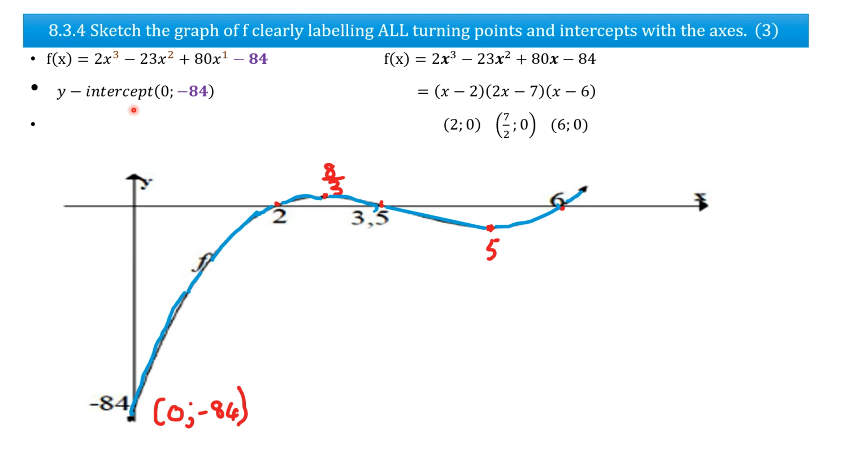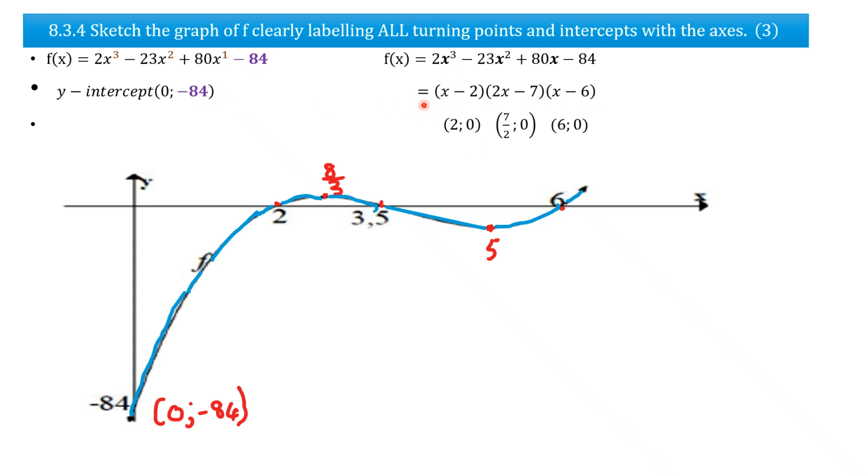Right, so my y-intercept there automatically, my constant term at the end, is 0 and negative 84. If I put 0 in the place of x for the y-intercept, x is 0. That will become 0 minus 0 plus 0, so I'm left with negative 84. Then remember, we fully factorized.